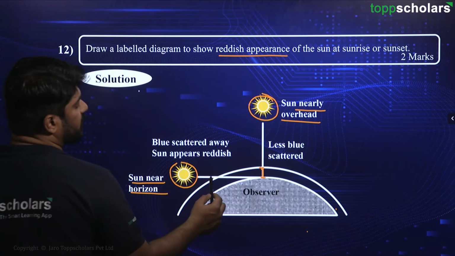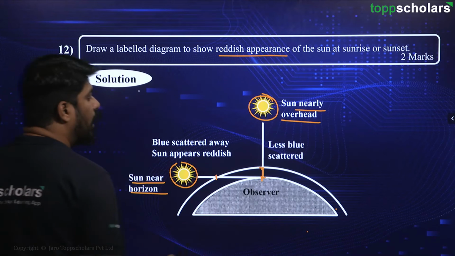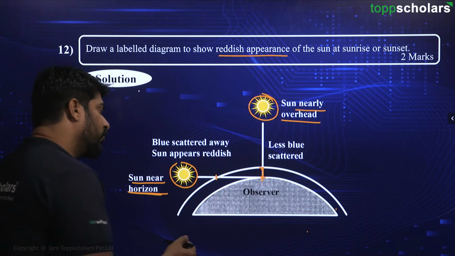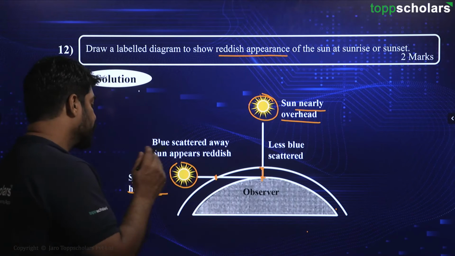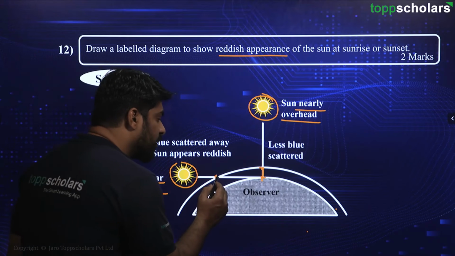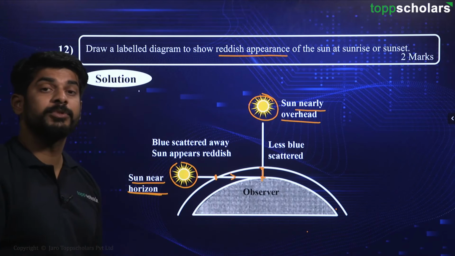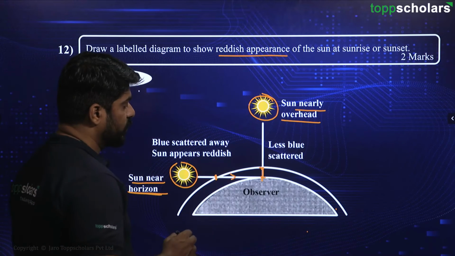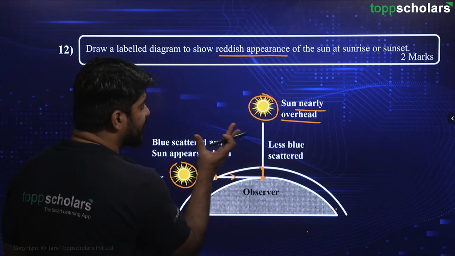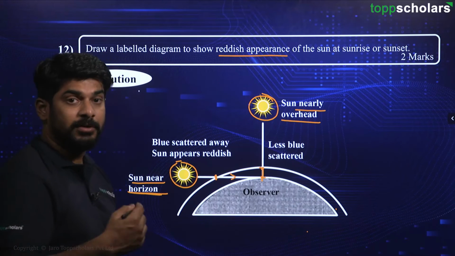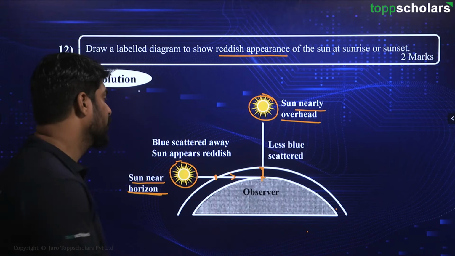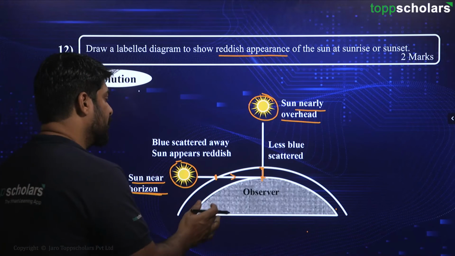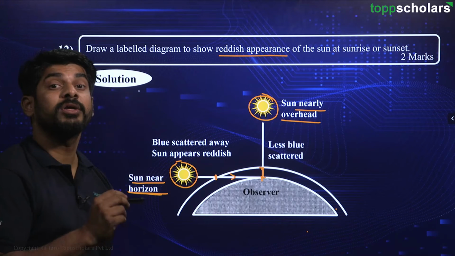And here we can see that the sun rays are traveling a large distance through the atmosphere when the sun is near the horizon. So when the light passes through the atmosphere, most of the blue light, having a short wavelength, will be scattered. So here the blue color is scattered and the red color, having a longer wavelength, does not scatter, and that's why you see only a reddish or orange appearance during the sunset or sunrise.